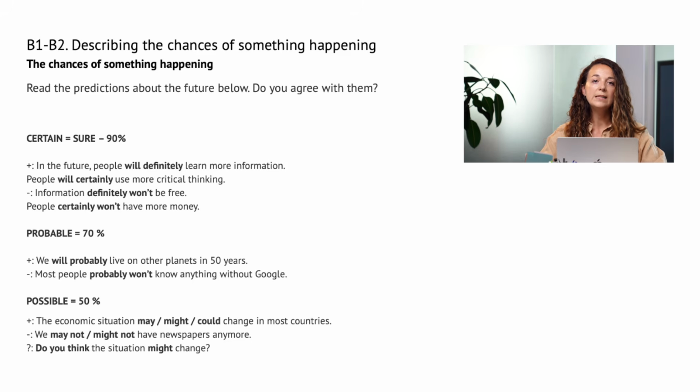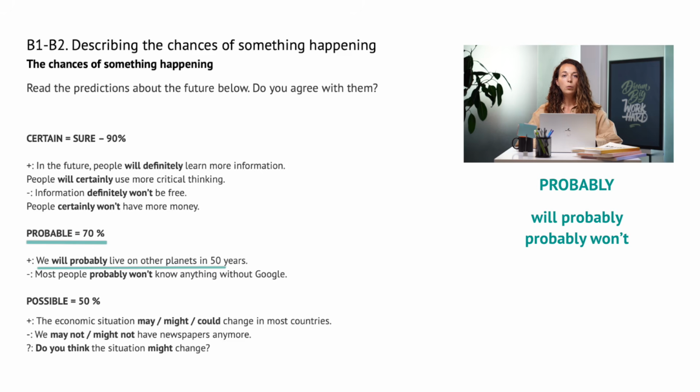Sometimes we think that the situation is probable. Let's say 70% chances of happening. Then use probably with future simple. Probably can be used in either positive or negative sentence and will take the same position, after will or before won't. For example, we will probably live on other planets in 50 years. Most people probably won't know anything without Google.